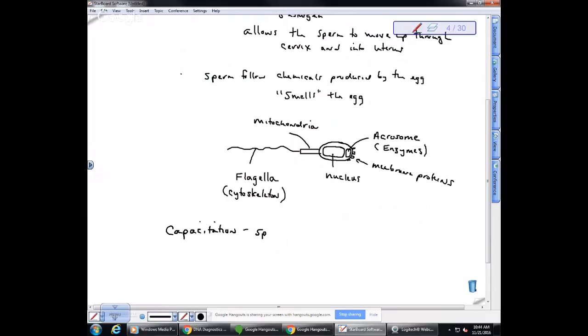So the sperm rub themselves against the lining of the oviduct. And this lining of the oviduct has cilia on it, and the cilia are actually moving the egg too, right? And this removes the membrane proteins.